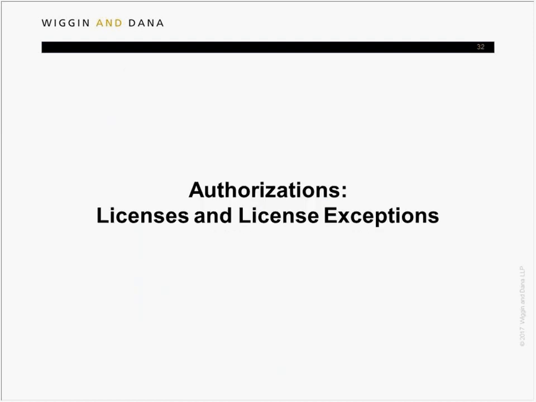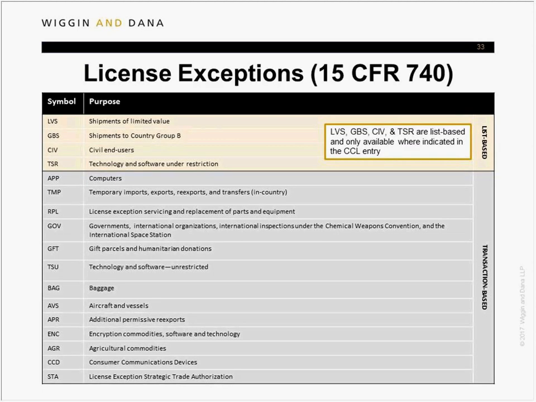So we've determined that we need an authorization of some kind to send this item to Spain. What are we going to do? Well, there are two choices. It's not no license required. So if you think back to the earlier slide, that leaves getting a license or finding a license exception. License exceptions are described in Part 740 of the EAR, and there are a whole bunch of them. Each one is quite complicated.